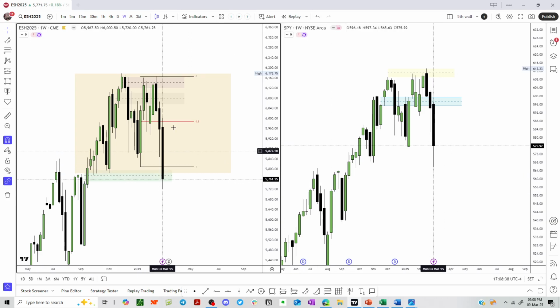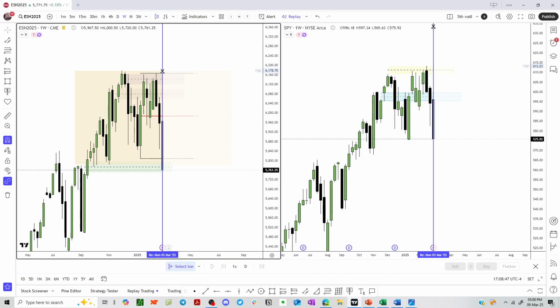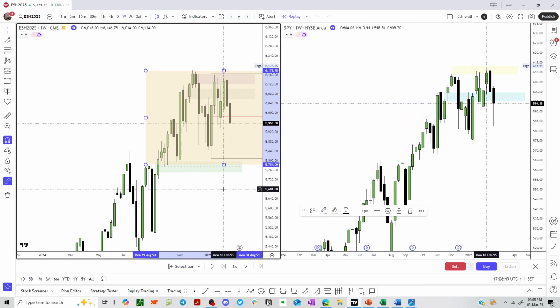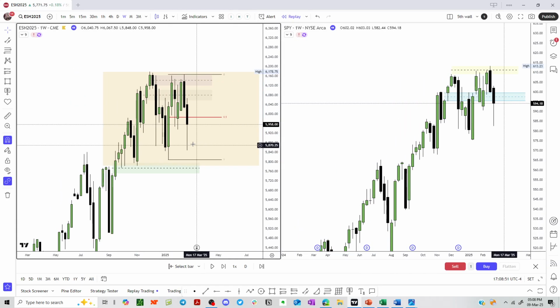That was the range. It's equilibrium. So let's see what that looks like. Right, valid. So this is the closing price of the previous week, below 50%, so it's in a discount.